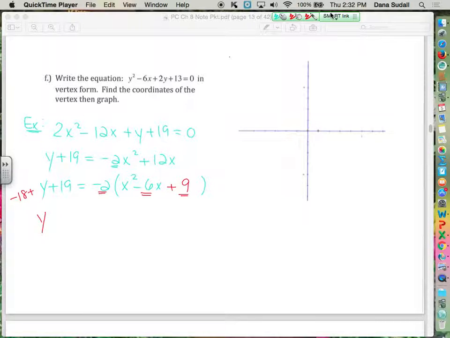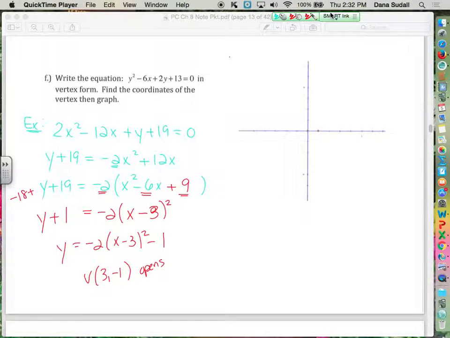So on the left-hand side, if I combine, I'll have y plus 1. On the right-hand side, if I factor this, I'll have negative 2 times x minus 3 squared. And then I can get the y by itself. So the vertex then would be at 3, negative 1. And I know that the parabola opens downward because of that negative 2 out in front here.